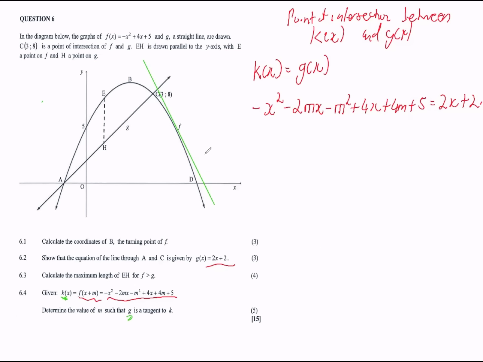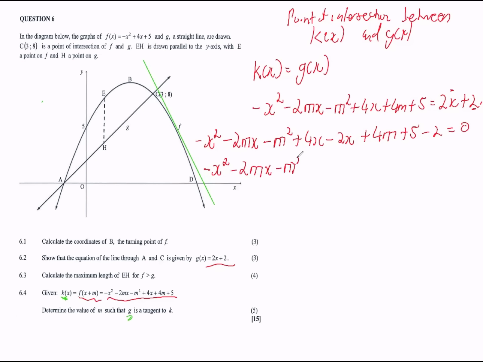2x plus 2. Then I'm going to have negative x squared minus 2mx and then minus m squared plus 4x. Then let me take this over, minus 2x and then plus 4m plus 5. And then let me take this over, minus 2 is equals to 0. Right. Then from here on, I'm going to have my equation as negative x squared minus 2mx minus m squared. This here will give me plus 2x and then plus 4m. Then 5 minus 2 will give me 3 is equals to 0.